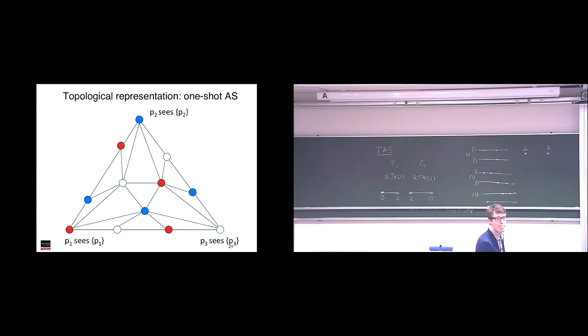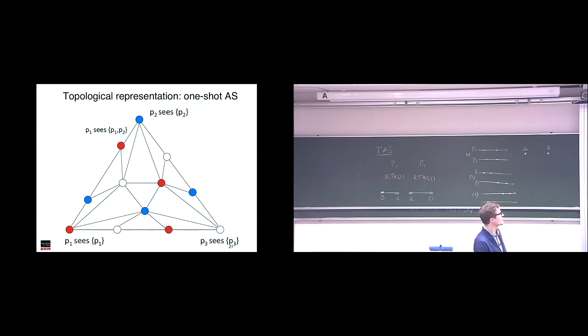Now let's consider P1 and P2 and forget for a moment about P3. Let's assume that P3 is very slow and comes later. For P2 and P1, what are the possible situations? Either they both see each other, or one of them sees only itself, and the other one sees the other one. We already discussed this kind of scenario. And this is exactly what is going on here on this edge of this triangle.